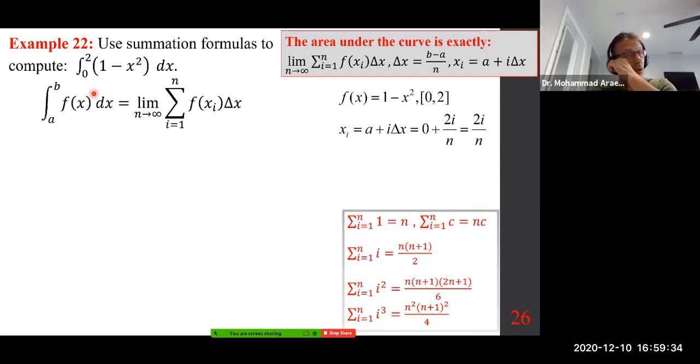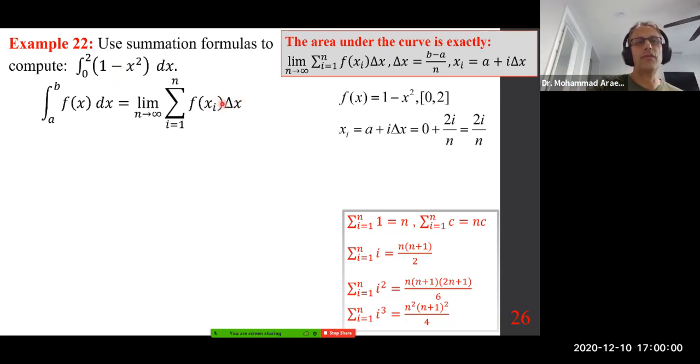So f of x is 1 minus x squared. a and b are 0, 2, right? And delta x is b minus a over n, 2 minus 0 over n. And x sub i is a plus i delta x. All of this is given here. And so you just quickly figure them out. And now plug in and evaluate, okay? So we have that.